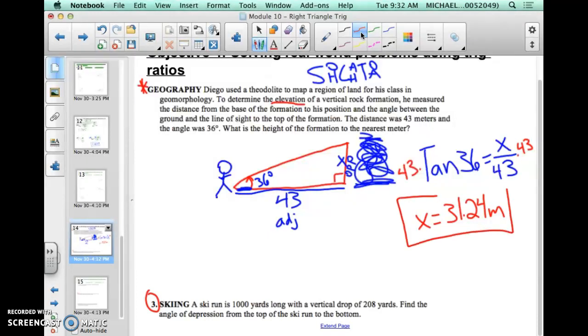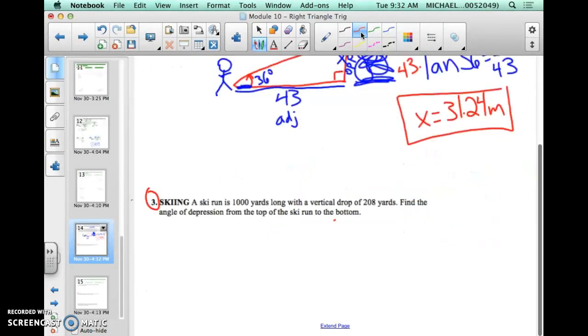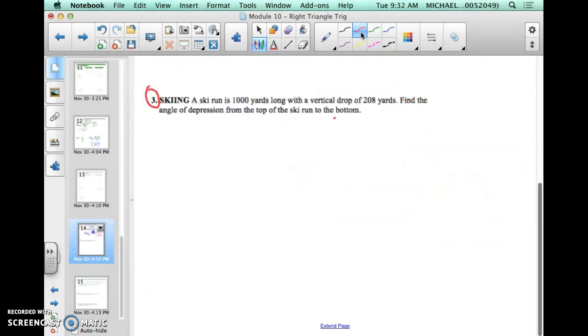So again, this comes with practice, but I'm going to show another way of how I go about solving a different problem. And the hardest part with this is to draw the correct triangle and label it correctly as well. So let's try the next one. A ski run is 1,000 yards long with a vertical drop of 208 yards. Find the angle of depression in this case now, from the top of the ski run to the bottom.